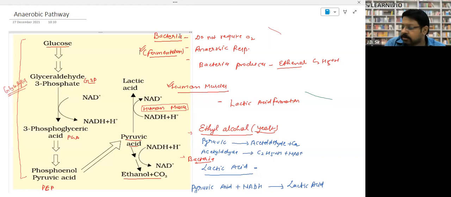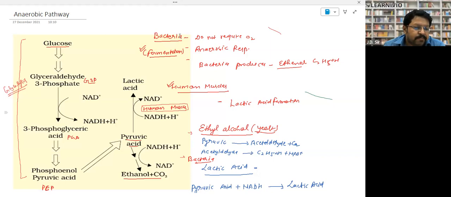Why? Because mitochondria is present in aerobes, or we can say mitochondria is present in those eukaryotic organisms which are basically responsible for aerobic respiration. So look, in anaerobic respiration, glucose breakdown, I have written over here glycolysis. You have to note it down as well. In glycolysis, glucose breaks down into glyceraldehyde 3-phosphate, G3P.